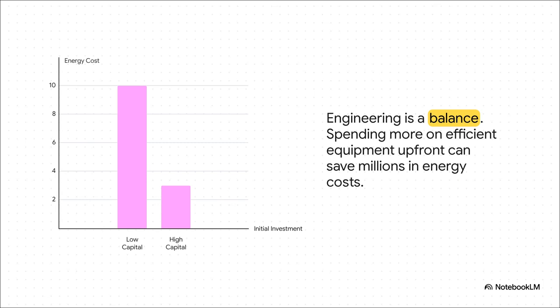It's about trade-offs. This chart shows a classic engineering dilemma. You could spend less money upfront on cheaper equipment, but then your energy bills to run the thing will be huge for decades. Or you could invest a lot more in super efficient gear and save millions in energy costs over the life of the plant. That's what optimization is all about.